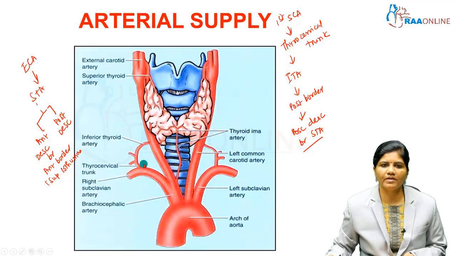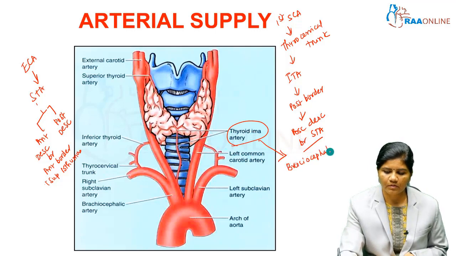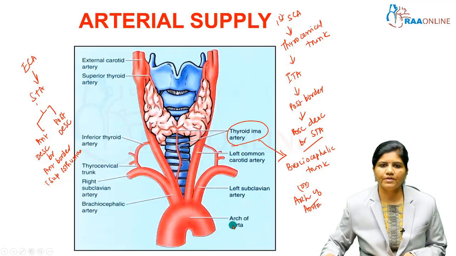So these are the two main important arteries, the superior thyroid as well as the inferior thyroid artery. Sometimes we can see an extra artery, that is the thyroidea ima artery. If it is present, it is a branch of the brachiocephalic trunk or the arch of the aorta. So here we can see the thyroidea ima artery.